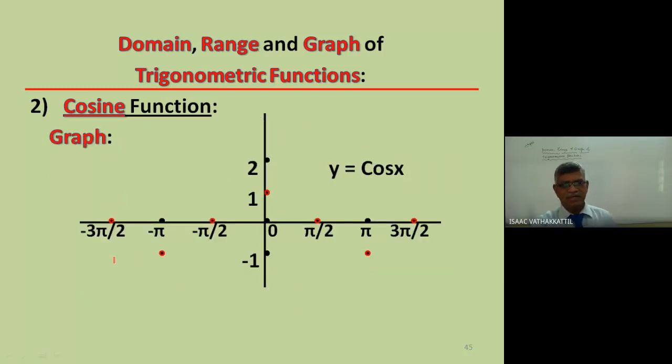What about the graph? I have taken some points to plot. Cos 3 pi by 2 is 0. Cos minus 3 pi by 2 is also 0. Cos minus pi is minus 1. Cos minus pi by 2 is again 0. Cos 0 is 1. Cos pi by 2 is 0. Cos pi is minus 1. Cos 3 pi by 2 is 0. I have just loosely taken a few points, not fine points, because we know the graph. The graph of the cos function will again be a wave. It is the cos wave, the graph of y equals cos x.